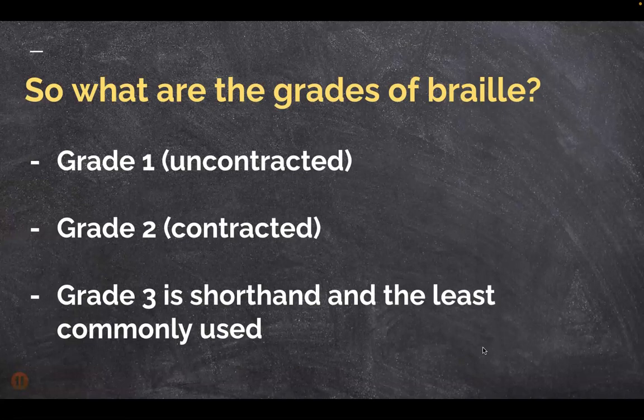So what are the grades of Braille? We have grade 1 or uncontracted Braille, which is letter for letter substitution. Grade 2, contracted, where we have characters representing common words or letter combinations. And then we have grade 3, which is the shorthand with characters representing whole words or groups of words, and it's the least commonly used.